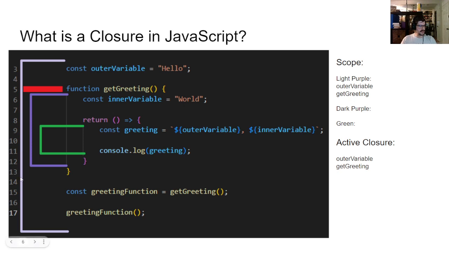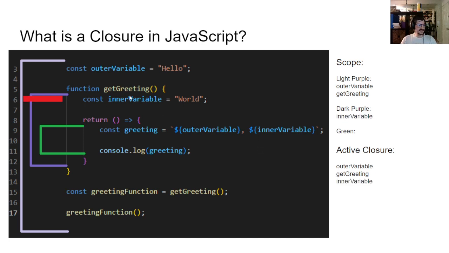We skip lines 6 through 14 because that's all part of the getGreeting function, and we drop down to line 15 when we actually execute getGreeting. At this point, when we're executing getGreeting, greeting function has not actually been created yet because JavaScript executes the right-hand side of the equals before it actually creates a variable. So the next line we're going to hit is line 6. At this point now, we've created inner variable, and you can see that is in dark purple scope. That is not in scope for light purple because it's inside here.